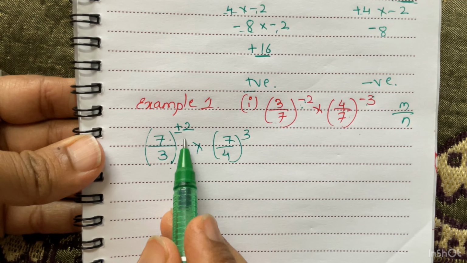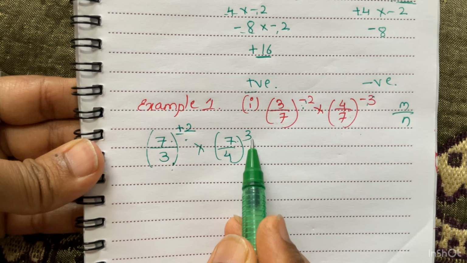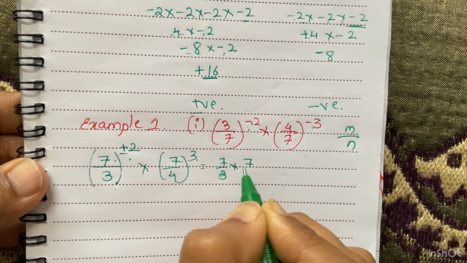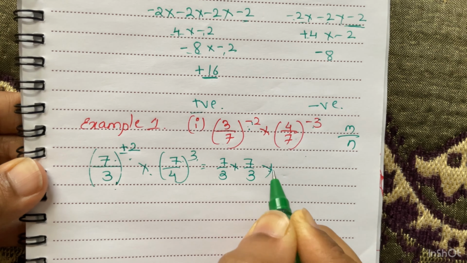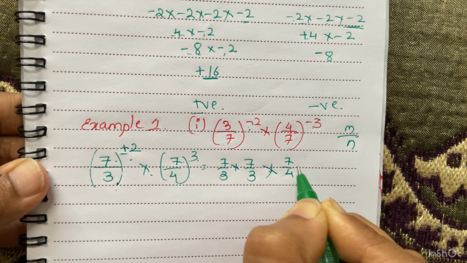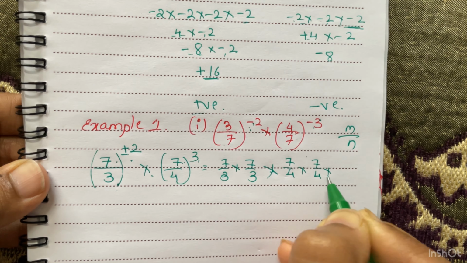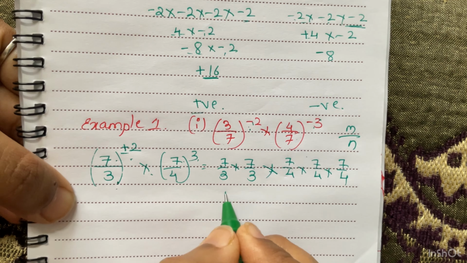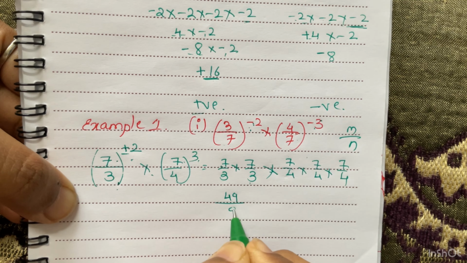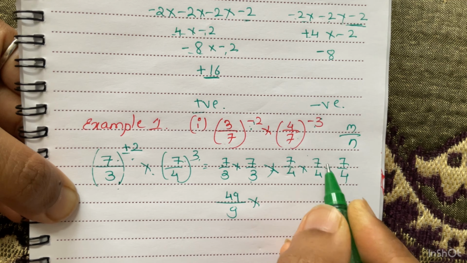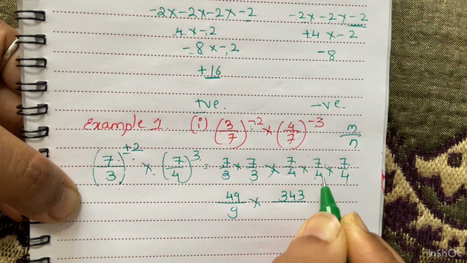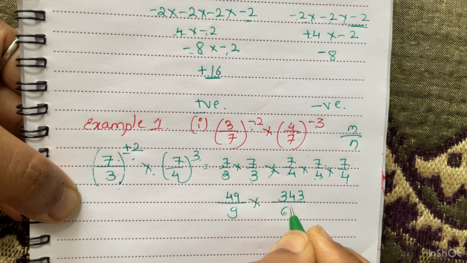Now 7 by 3 we have to multiply 2 times, and 7 by 4 we have to multiply 3 times. So 7 by 3 into 7 by 3, here it is also a multiplication sign. Now here 7 by 4 into 7 by 4 into 7 by 4. Now 7 times 7 is 49, 3 times 3 is 9. This side 7 times 7 is 49, 49 times 7 is 343. 4 times 4 is 16, 16 times 4 is 64.